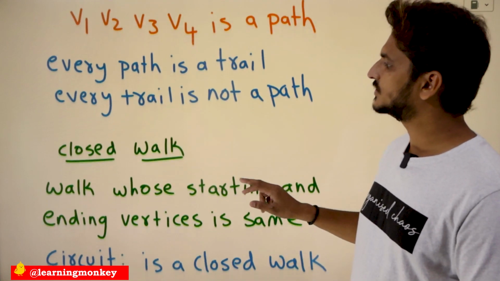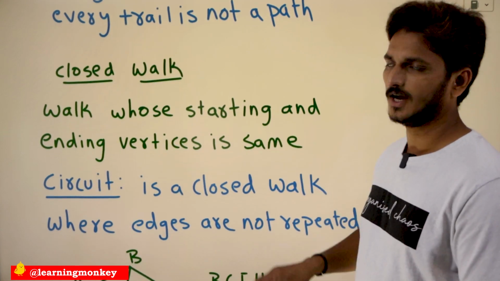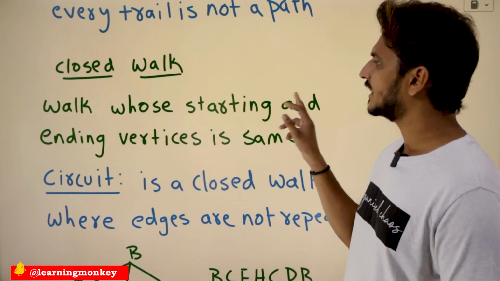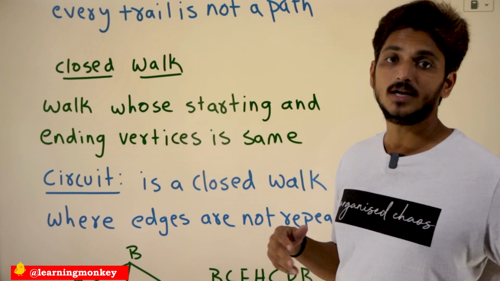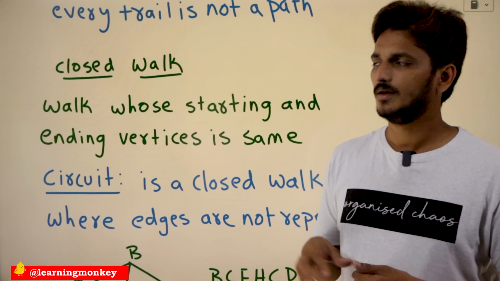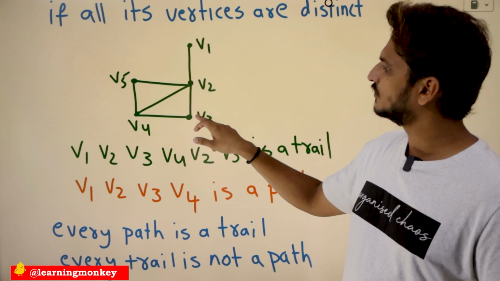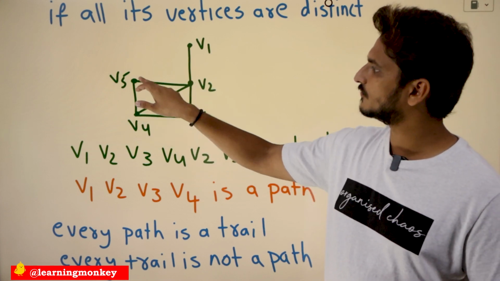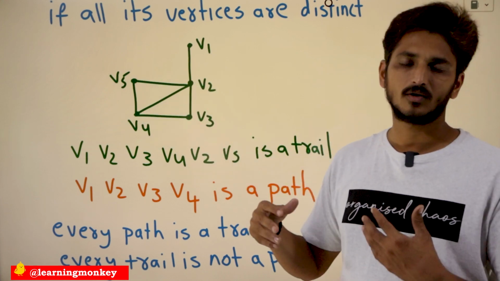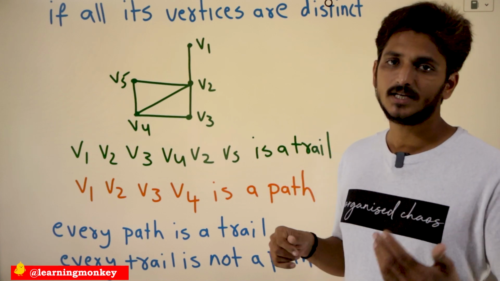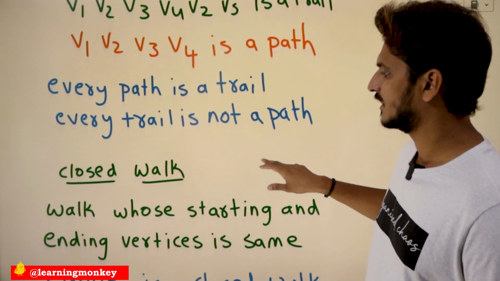Now coming to the next definition, closed walk. What is meant by a closed walk? A walk whose starting and ending vertex is the same, we call a closed walk. It means, if you take this example, we start from V2, we move to V3, then V4, V5, again V2. The starting and the ending vertex is the same. Then we say it is a closed walk.